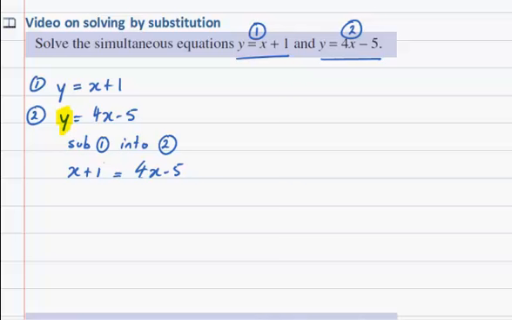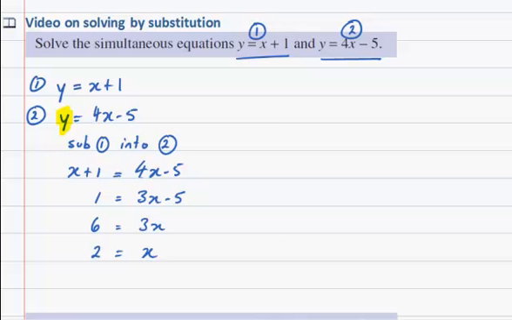By doing that, it gets rid of one of my variables. It gets rid of the y. So now I have a linear equation that I can solve. I'm going to subtract x from both sides, so I have 1 equals 3x minus 5. Then I'm going to add 5 to both sides, so I get 6 equals 3x. And then I'm going to divide by 3, so x is equal to 2.